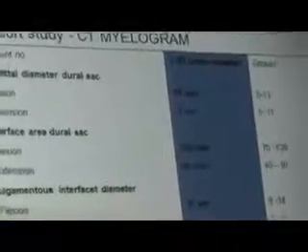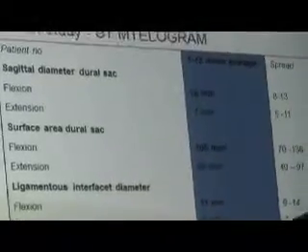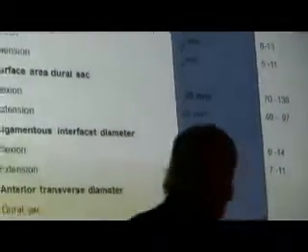We can see here from the chart that sagittal diameter is 10 millimeters. Put them in extension, 7 millimeters. Precipitous drop in area of the dural sac, ligamentum flavum, interfacet diameter, etc., etc.